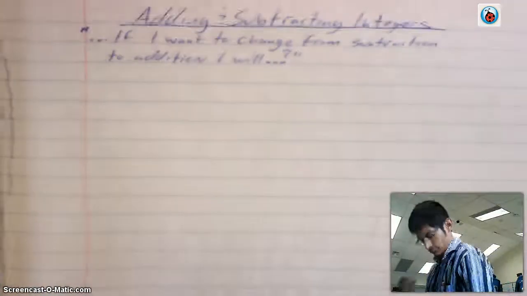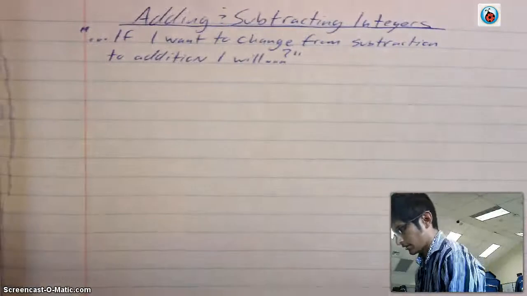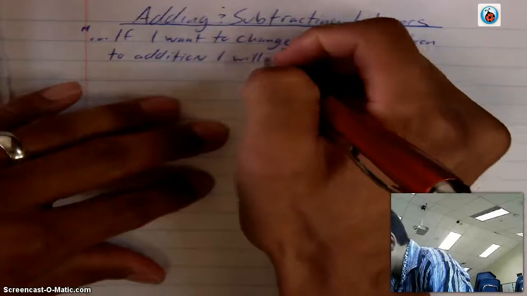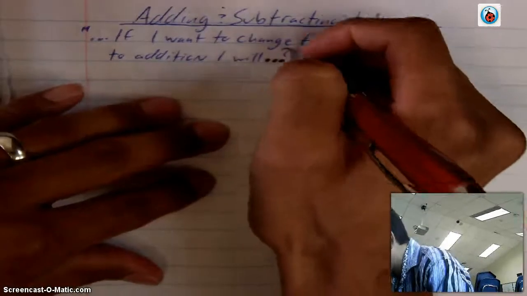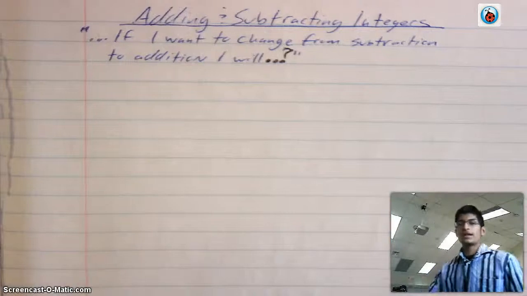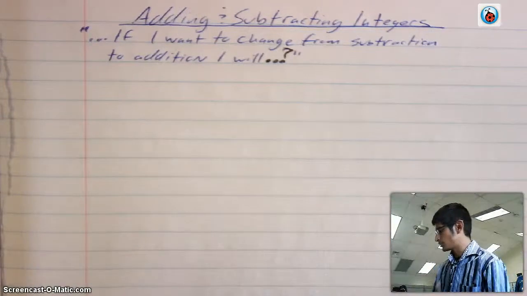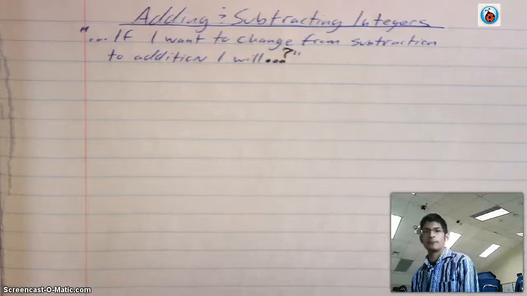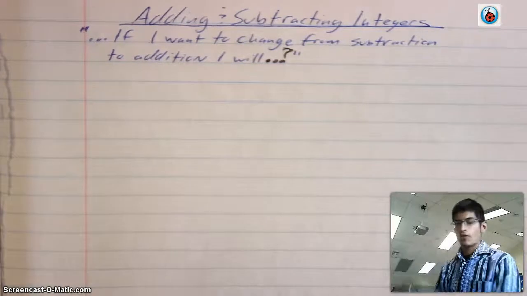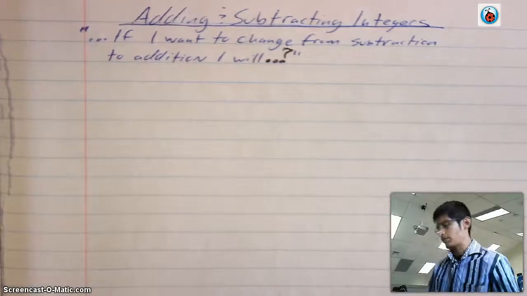Okay, these are dots. Let me get my other pen. These are dots right here, and they're supposed to be dots. Most people would agree that doing the adding is a lot easier than doing the subtracting. So I'm going to show you some examples. Maybe you can figure out what you need to do if you want to go from subtraction to addition and still get the same answer.